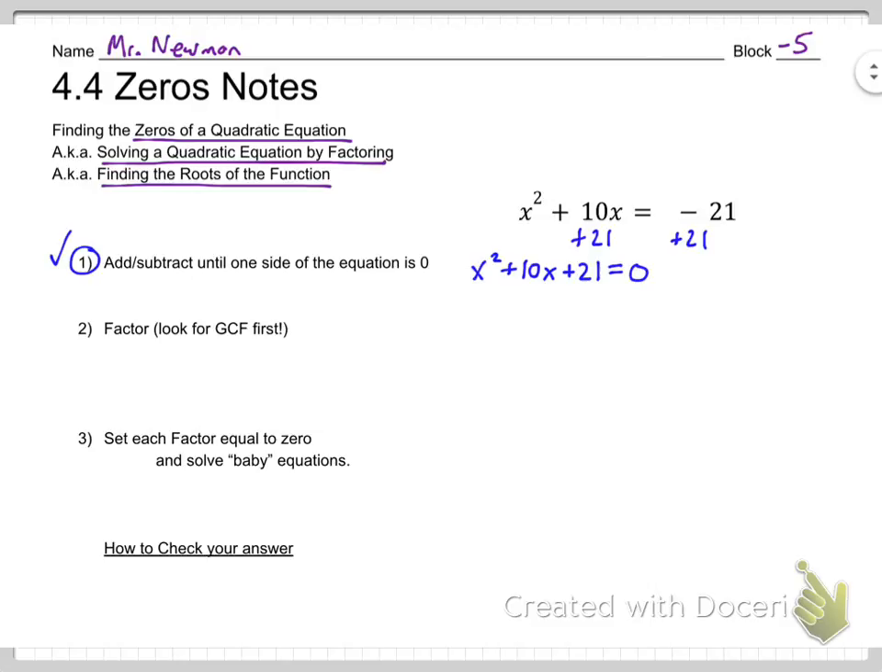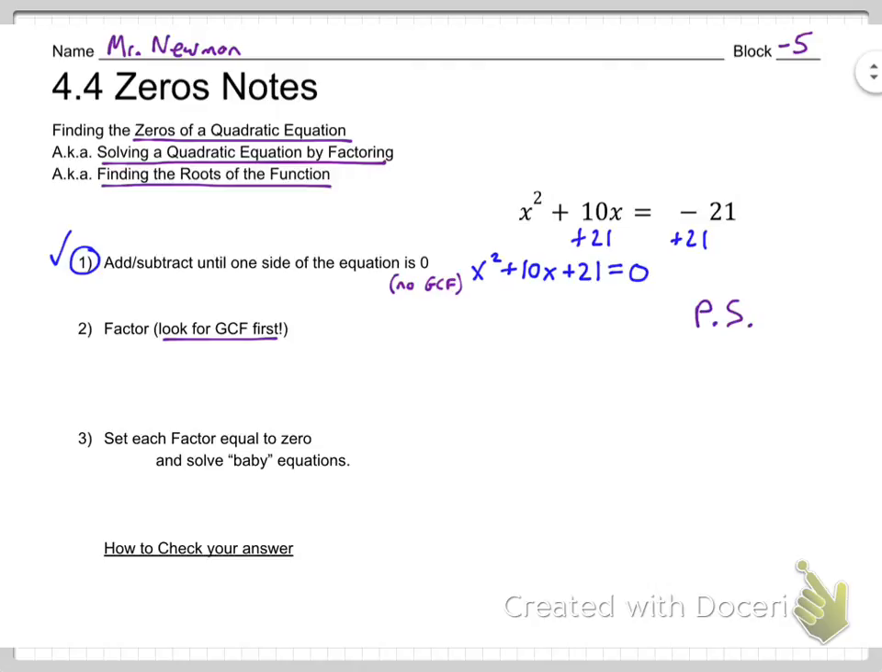The next step is to factor, and you always want to look for the GCF first because that can make your life much, much simpler. I'm looking for a GCF, but I notice the a term is 1, so x squared is by itself, so there's no greatest common factor. You might want to write that down, no GCF. So I'm going to use product sum because it's a trinomial.